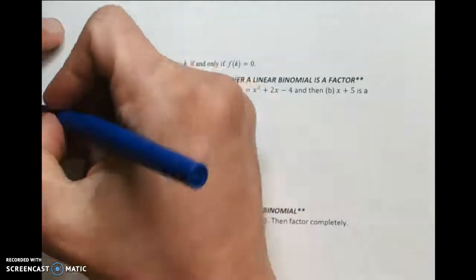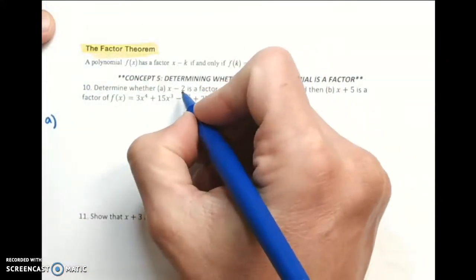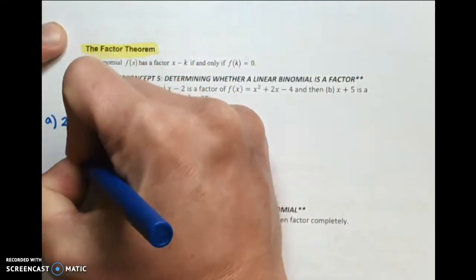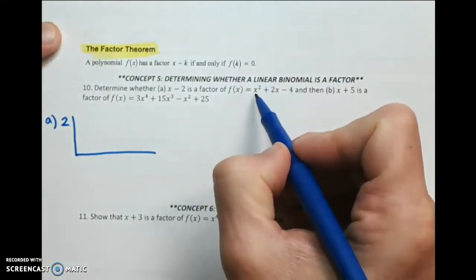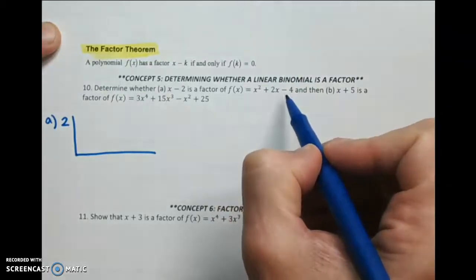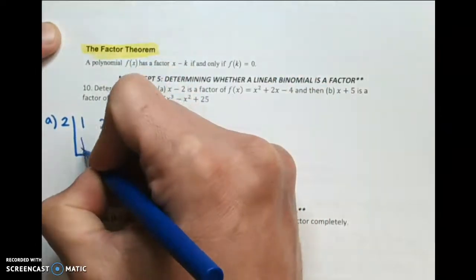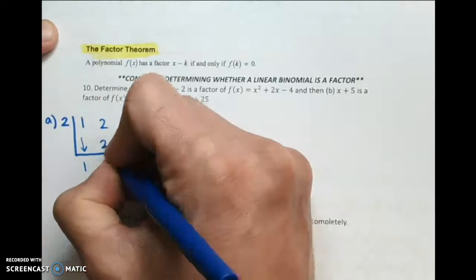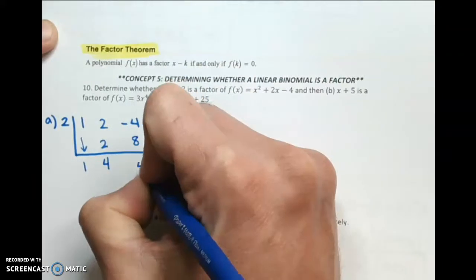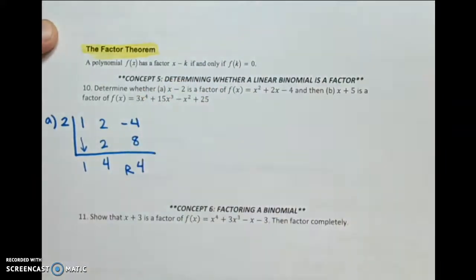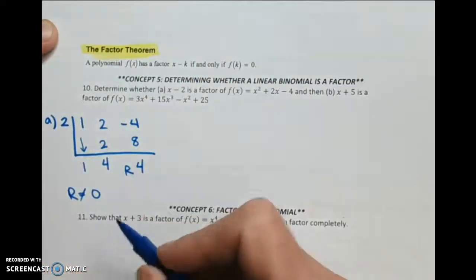Okay, so here we go, A. And again, since it's in factor form, I need the opposite of -2, which is +2. I need the coefficients of my polynomial, so it's going to be 1, 2, and -4. I bring down the 1. Multiply by 2, I get 2. Combine those, I get 4. Multiply that by 2, I get 8. Combine those, and I get 4. And the remainder is 4. So is the remainder 0? No. Alright, so that doesn't work. It's not a factor.